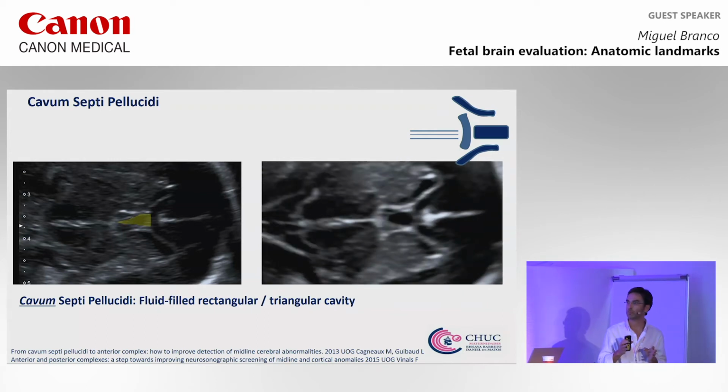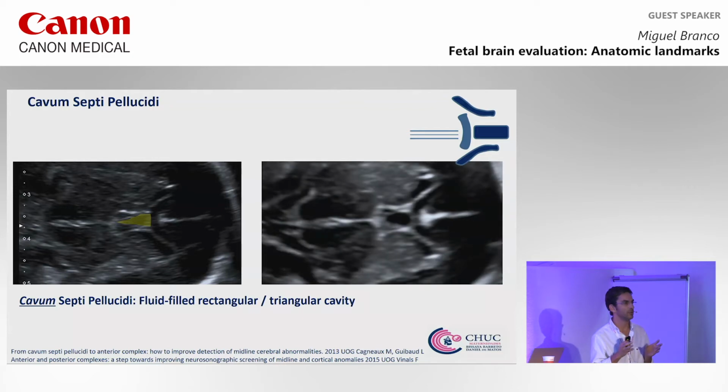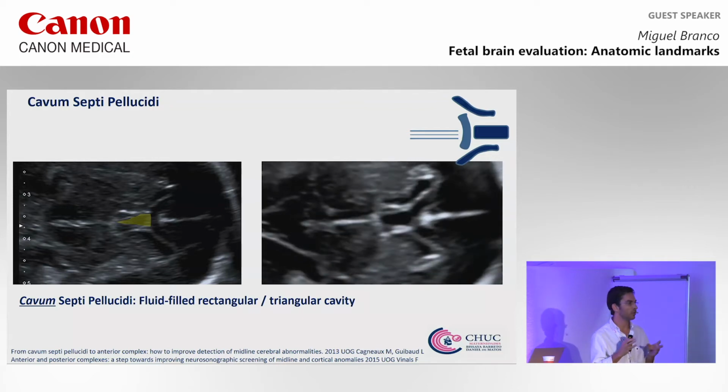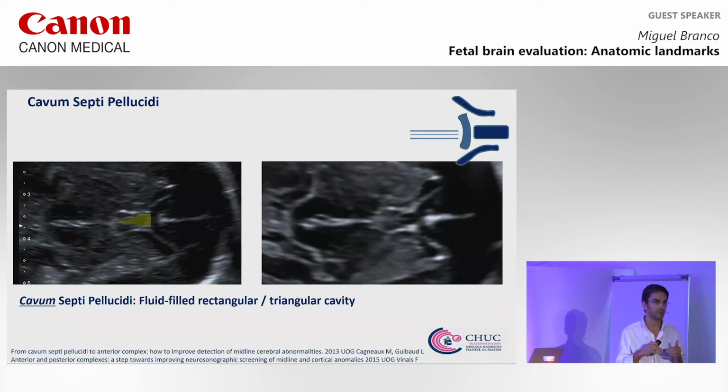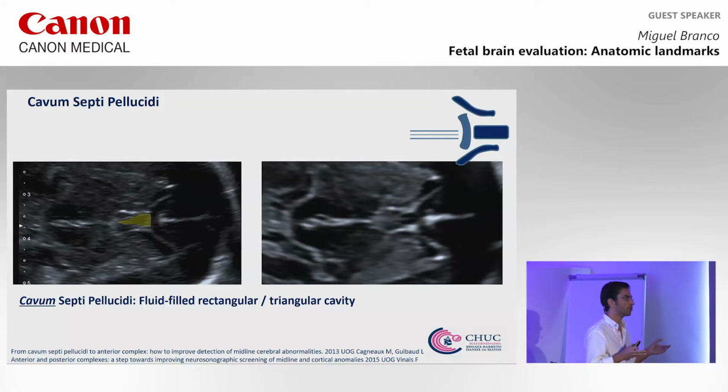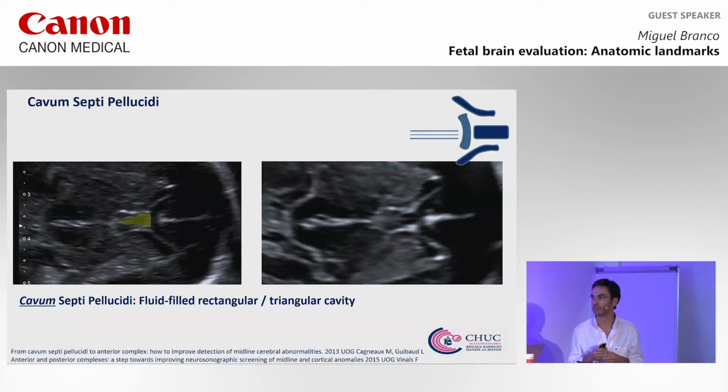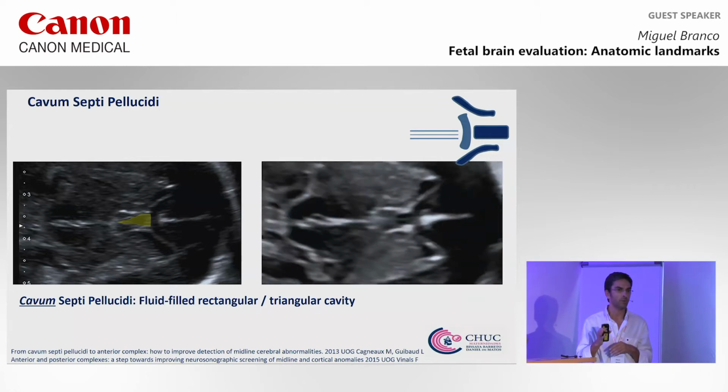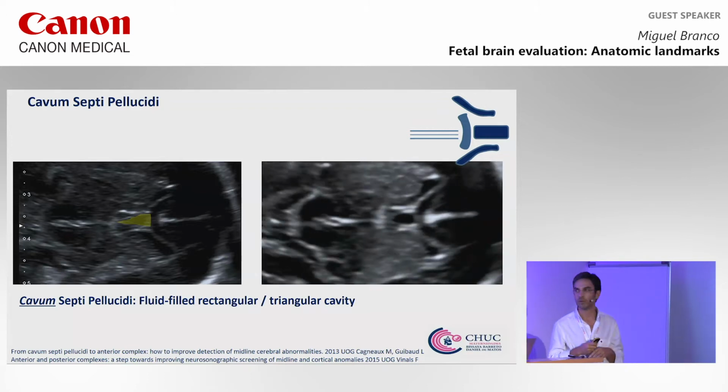The cavum septum lucidum is a fluid-filled cavity. We really don't know the origin of this fluid because it's not connected with the ventricular system nor with the subarachnoid system. It is rectangular or triangular. 1 out of 4 will be triangular.